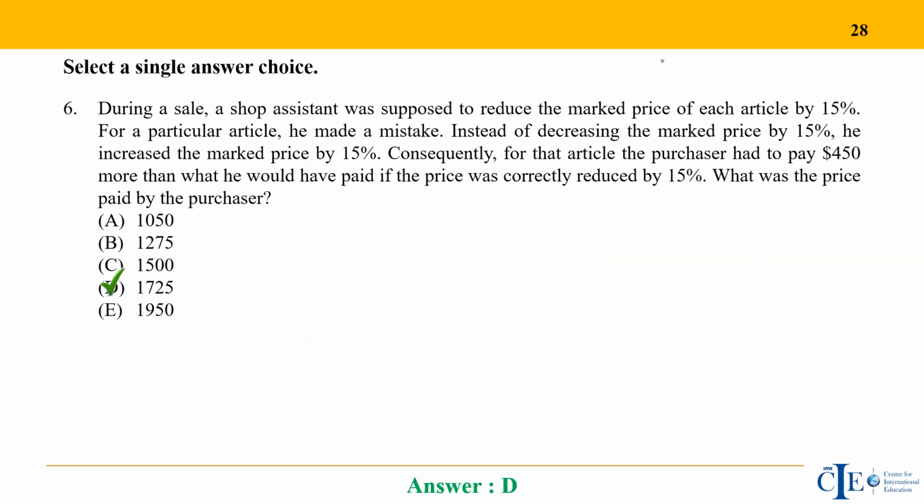Perfect. Okay, so others who marked B or E, again you made one of these mistakes. You ended up adding 450 instead of 225, and for the B one you ended up subtracting instead of adding. These are the two mistakes.